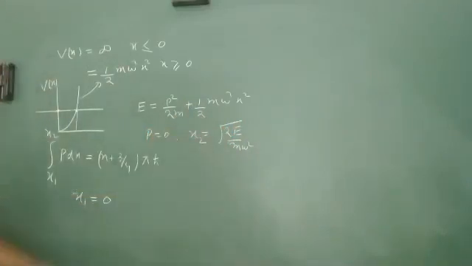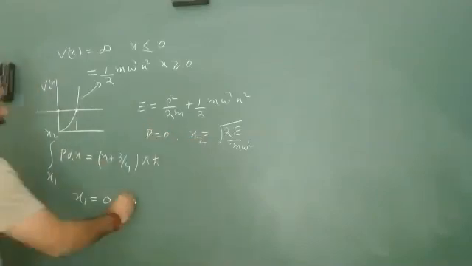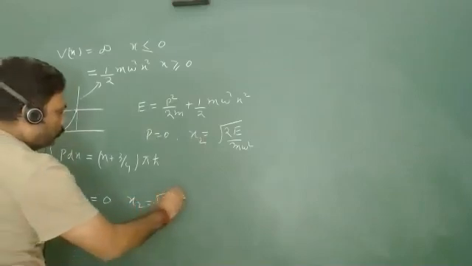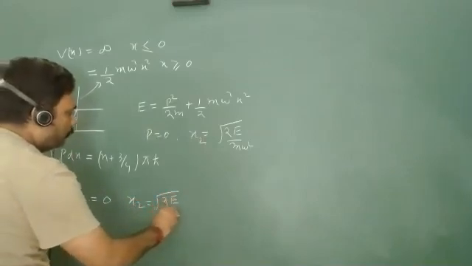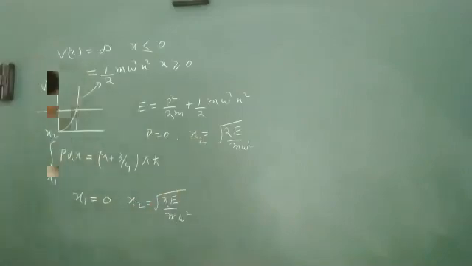So x1 is equal to 0, and when we put p equal to 0, then x2 is root under 2E upon m omega square. Very simple. Not any rocket science. The same thing we are doing again and again.